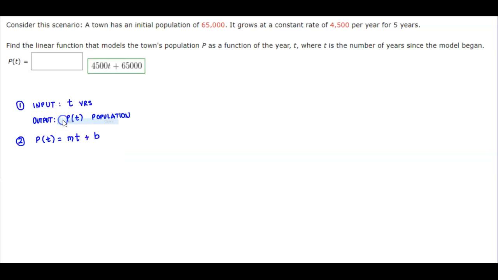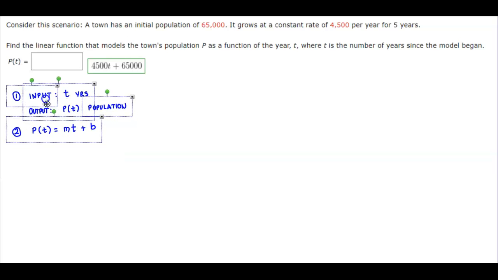So the first thing we need to do is identify what is the input and what is the output. Well, it tells us here that the input represents t years and the output p of t is population. So that means that our linear model is going to be p of t equals m times t plus b.